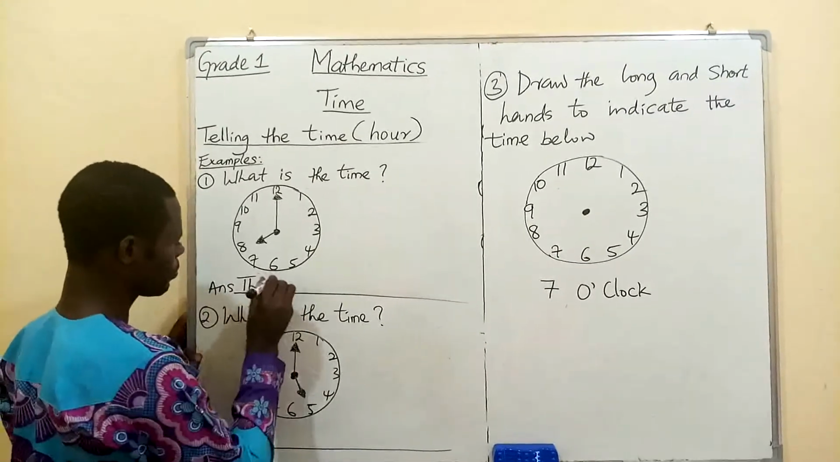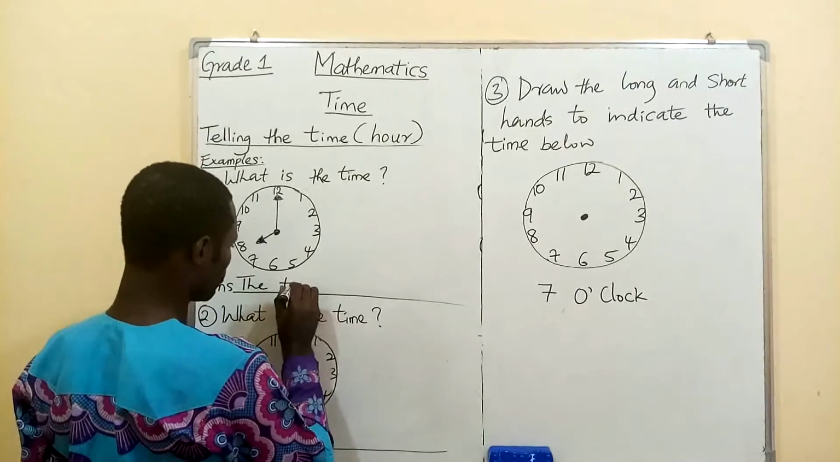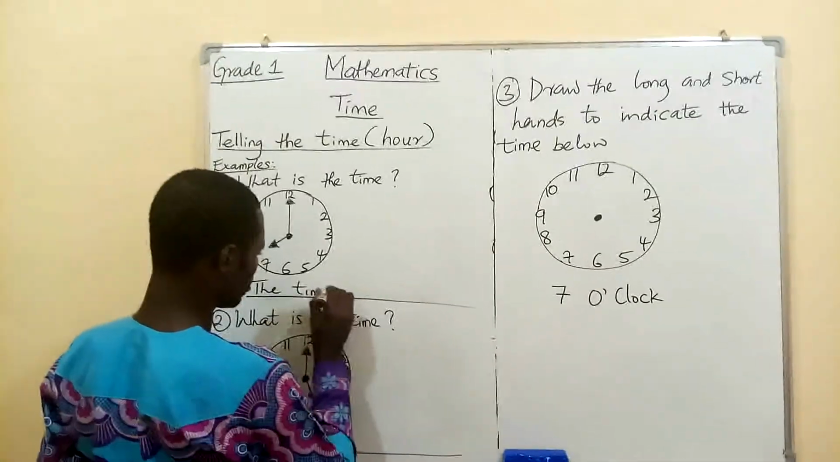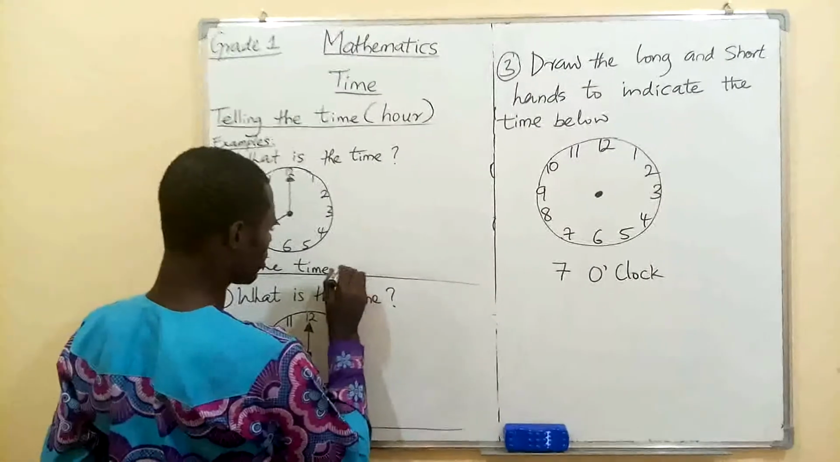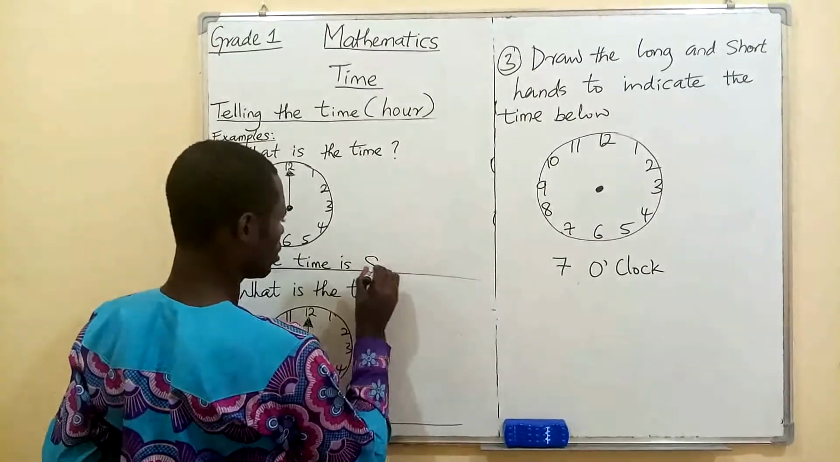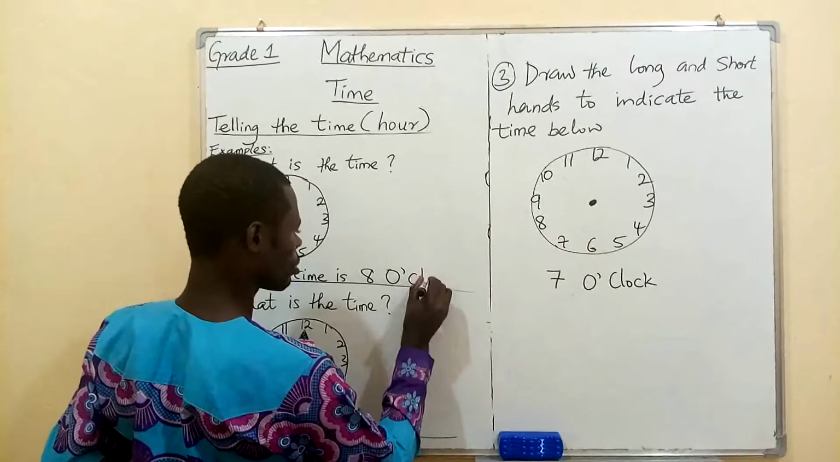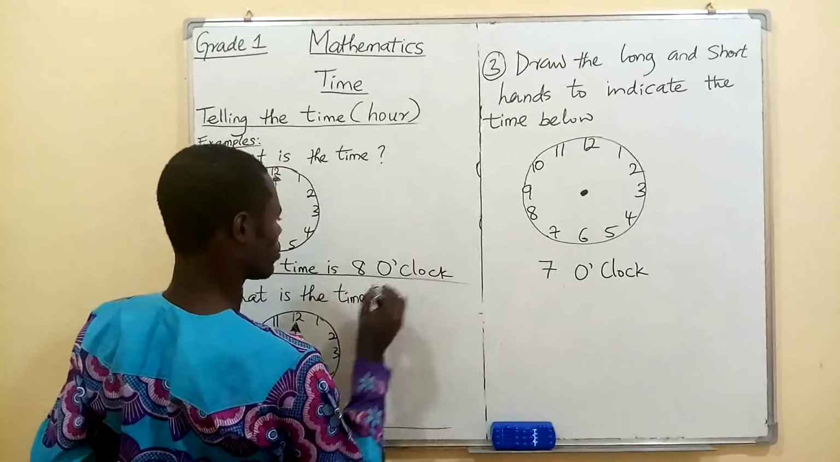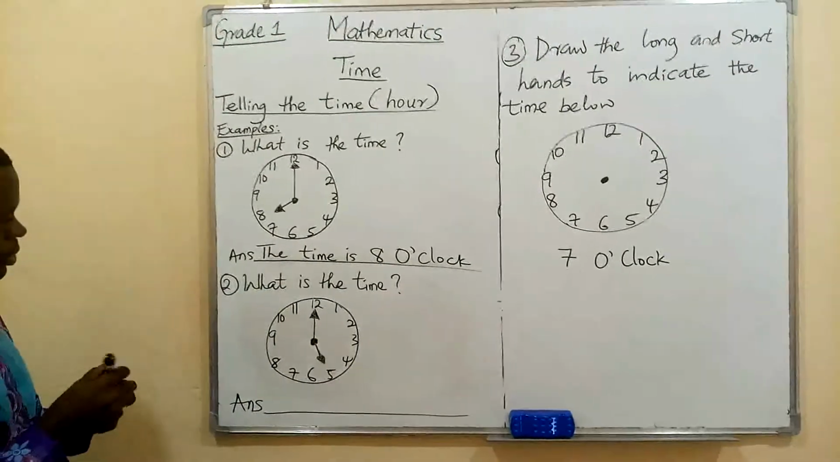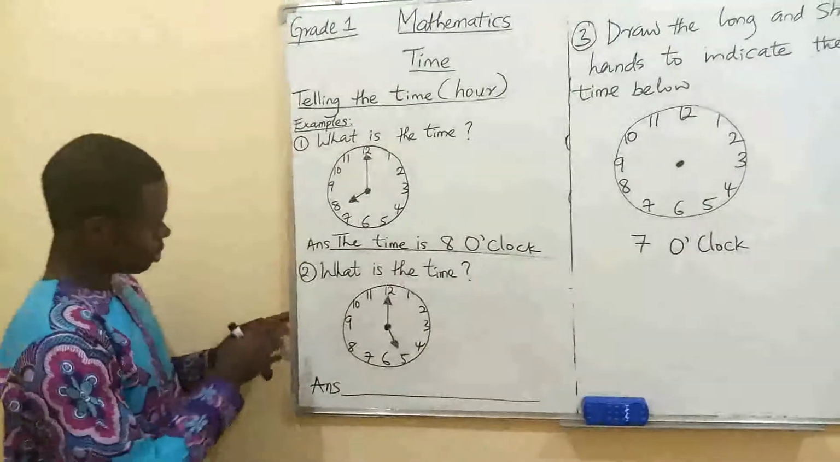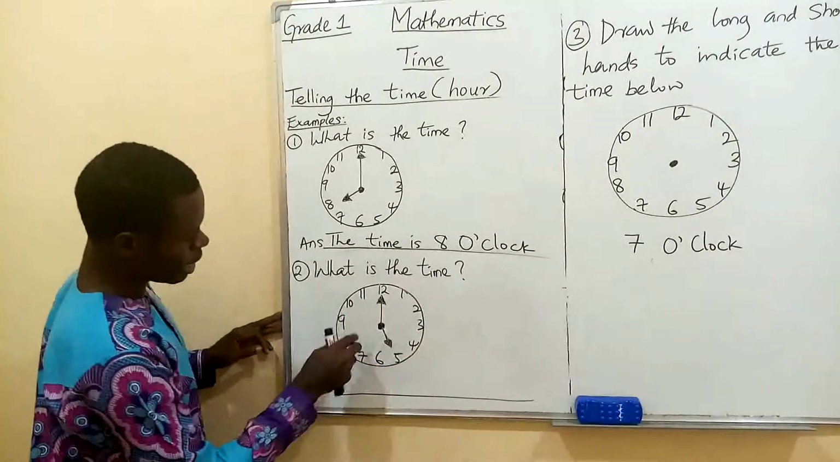So the time is 8 o'clock. Alright? Alright, number 2. What is the time?